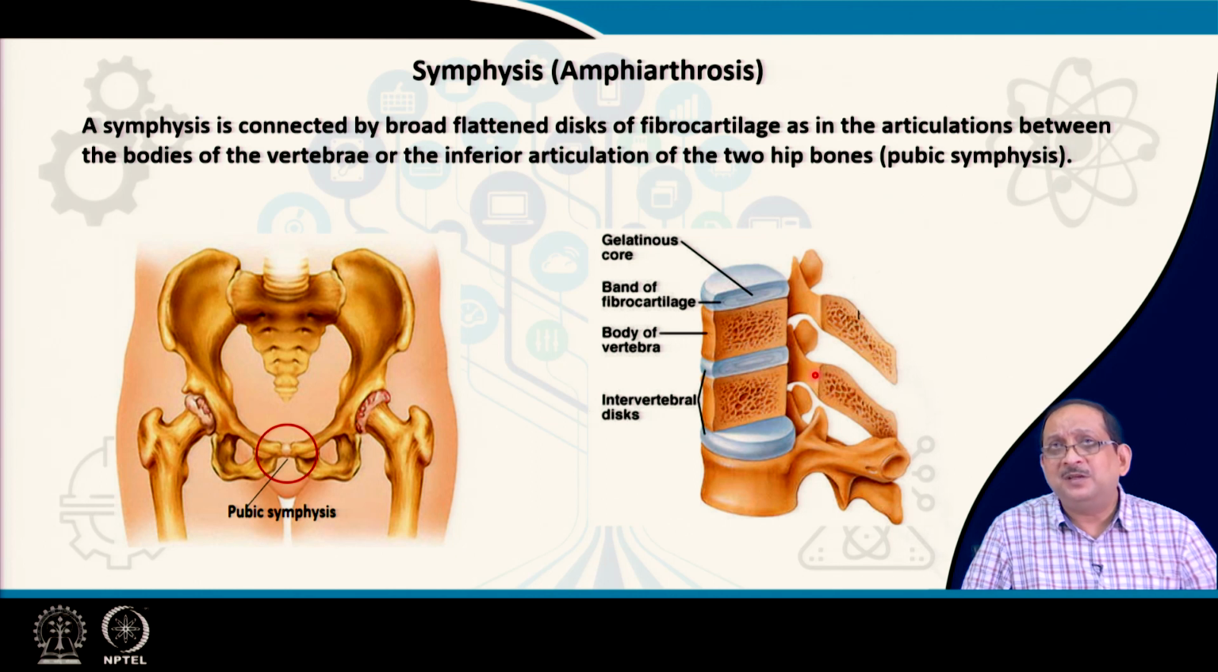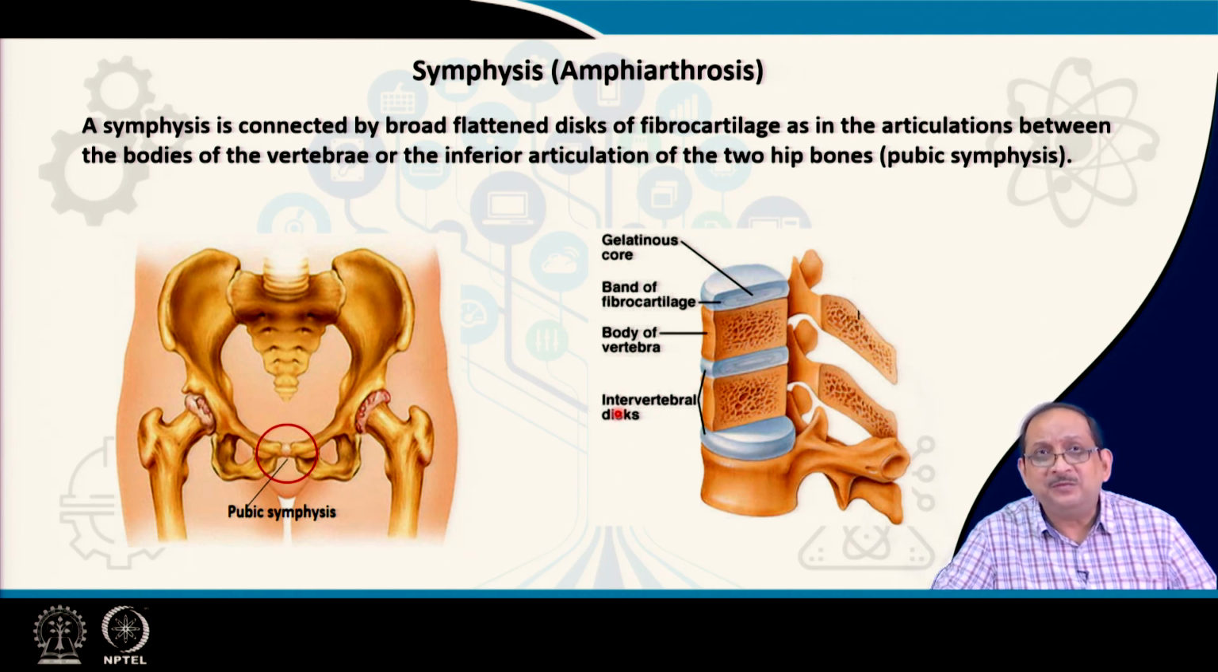The symphysis is connected by broad flattened discs of fibrocartilage, as in the articulations between the bodies of the vertebra or in the inferior articulation of the hemipelvises as shown in the figure. So, the pubic symphysis is a symphysis joint which connects the two hemipelvises. So, this is an articulation of the two hemipelvises meeting at the pubic symphysis.